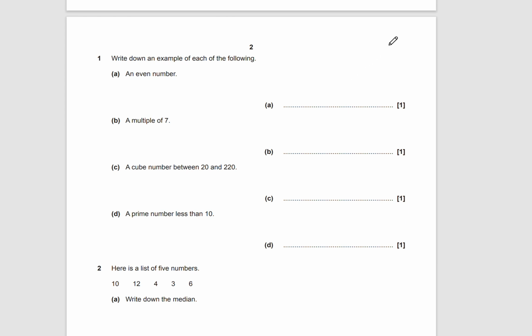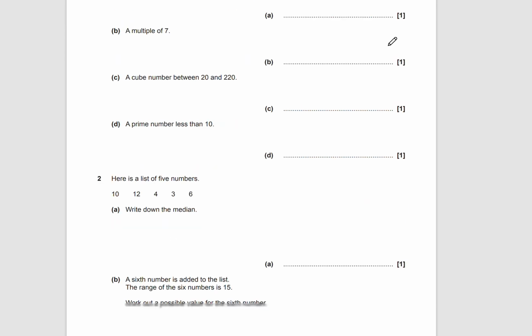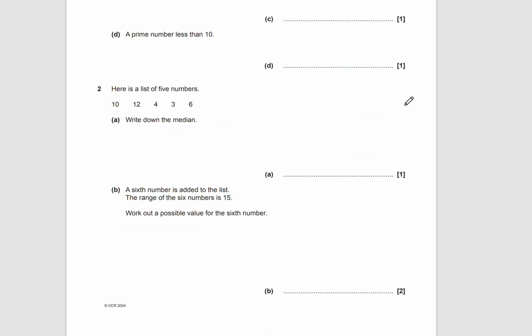So here we've got lots of assessment objective 1 questions where it's just factual recall. So can you tell us what an even number is, a multiple of 7, etc. Here, the next question is one of the next bits of recall. Students need to know what the median is. So obviously the median is the middle number when the numbers are in order.